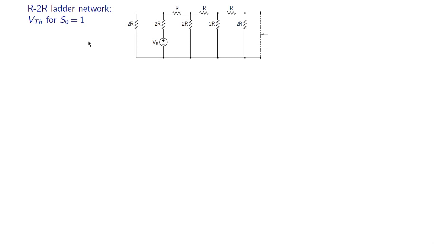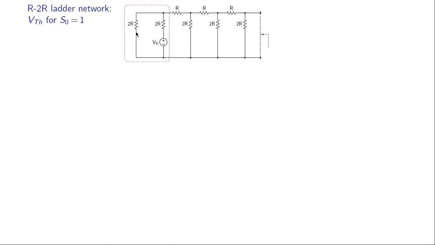Next, let us find the Thevenin voltage corresponding to one specific bit equal to 1 with all others 0. If S0 is 1, then this voltage source is VR, and the voltage sources that we had over here are all 0. So that means there is a short circuit here. Okay, and now what we want to do is to find VTH as seen from this port. First, we can replace this part with its Thevenin equivalent. What is the Thevenin resistance? As seen from here, it is just 2R parallel 2R, that is R.